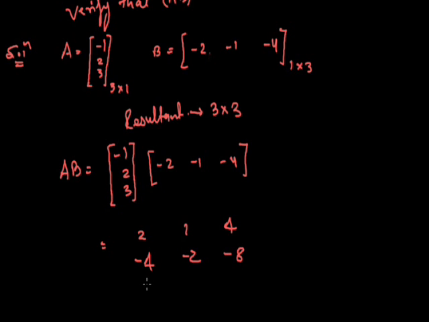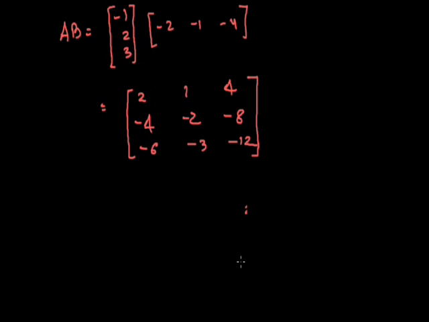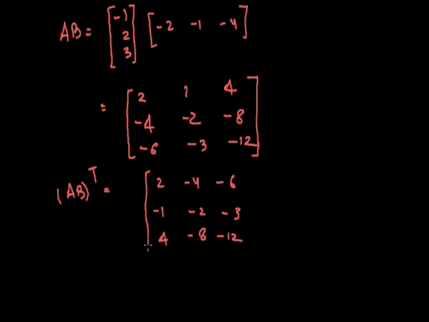Now the third row: 3 times -2 is -6, 3 times -1 is -3, and 3 times -4 is -12. If we take the transpose of this matrix, then (AB) whole transpose is 2, -4, -6; 1, -2, -3; 4, -8, -12. This is the transpose of AB.